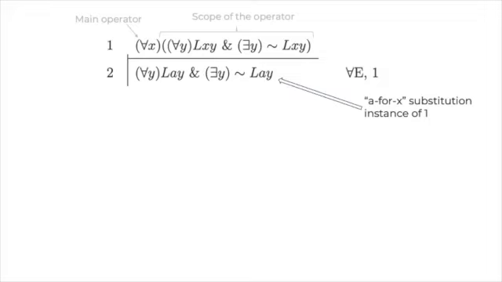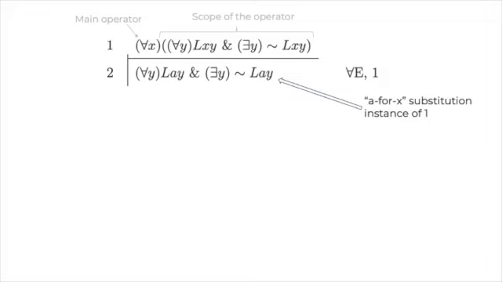In line 2, we remove the quantifier, which is associated with the variable x. And then we're going to substitute all the occurrences of x within its scope with, yes, you guessed it, the letter A. So we end up with a conjunction of two quantified sentences. Every y, LAY, and there is a y, not LAY. We annotate as follows: universal exploitation, line 1.